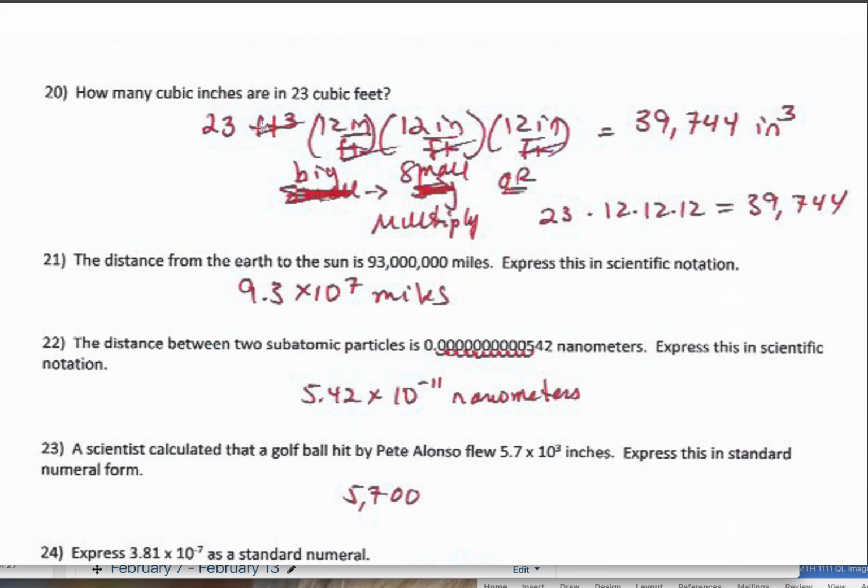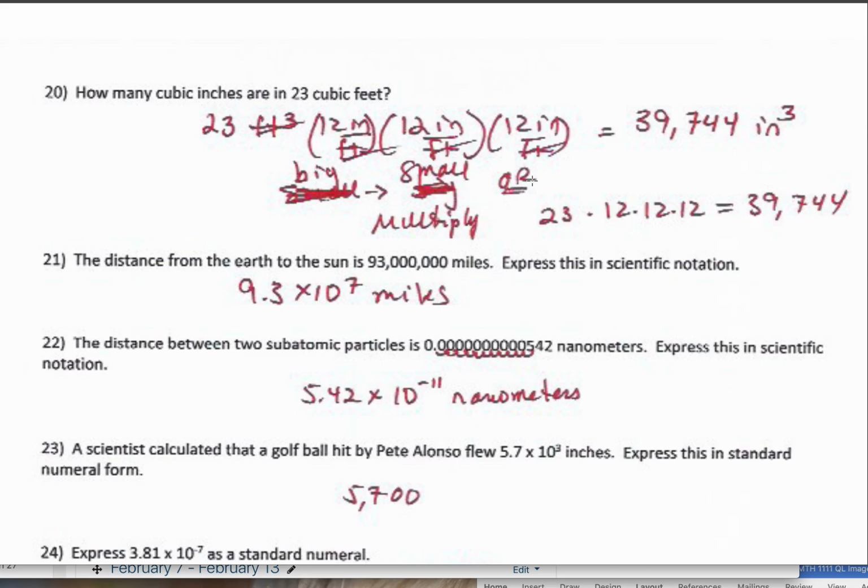Number 20, how many cubic inches are in 23 cubic feet? So I do 23 feet cubed, and now if I want to convert to inches, I got to do 12 inches per foot, 12 inches per foot, and 12 inches per foot, so that I have these 3 feet down here in the denominators to cancel the feet cubed in the numerator. And 23 times 12 times 12 times 12 is 39,744 inches cubed. Or I could have realized I'm going from big to small, so I'm going to multiply. But because it's cubed, I have to multiply it by the factor, which is 12 cubed. And when I do that, I get 39,744.